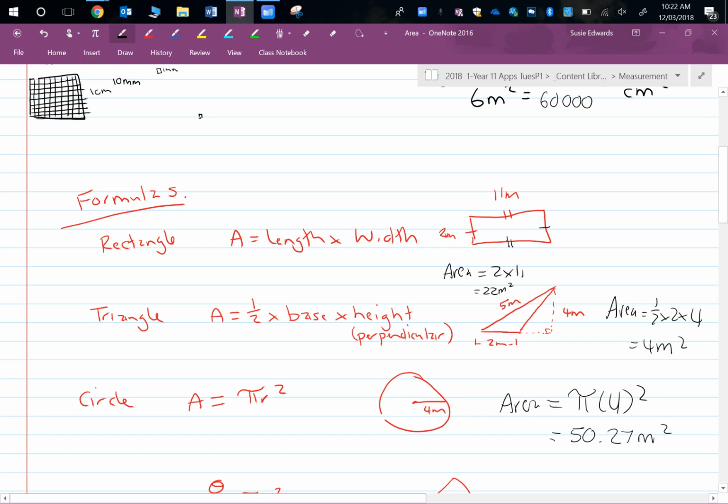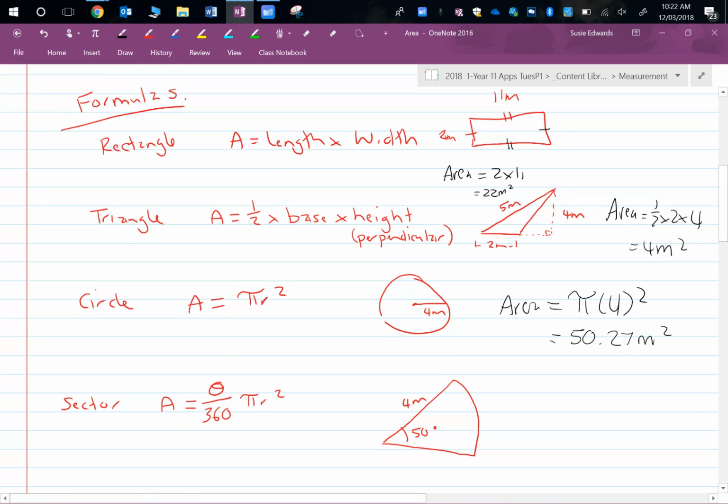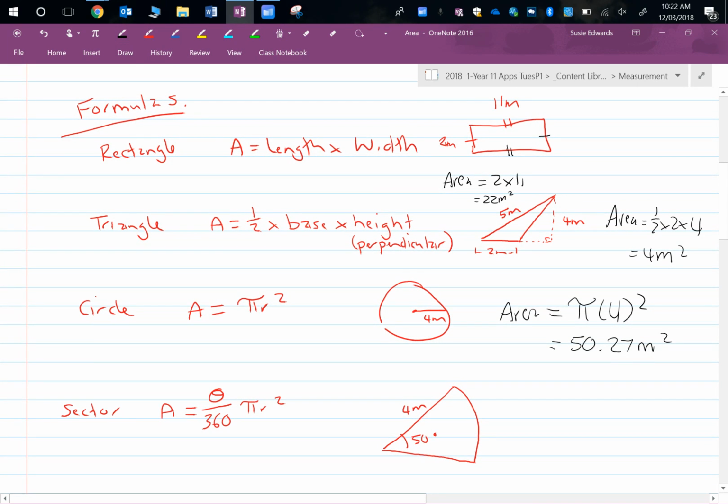All right, everyone okay? All right, so if we then set a sector, so a part of a circle, what do we have to do? Good, okay, so it's still the pi r squared, but this time we just have to find that section. So it's whatever angle it is divided by 360 times by pi r squared. So angle over 360 times by pi r squared.